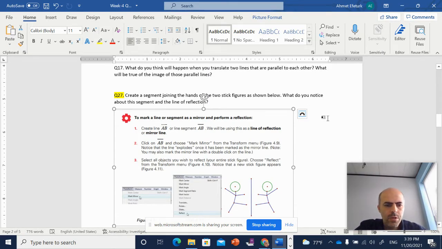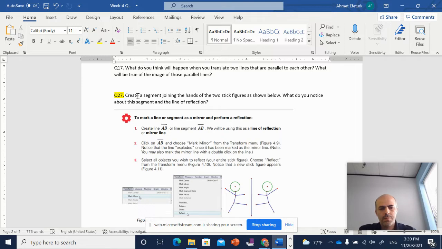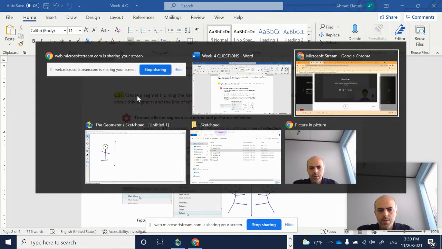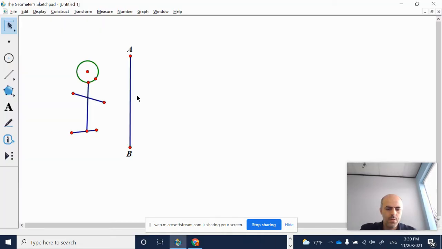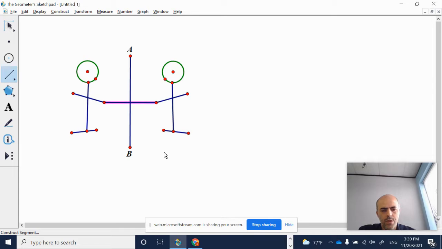Now we see question number 27. It states: create a segment joining the hands of the two stick figures as shown below. What do you notice about this segment and the line of the reflections? First of all, if we do our reflection, this is what comes. And after that, we want to join their hands from here to here.